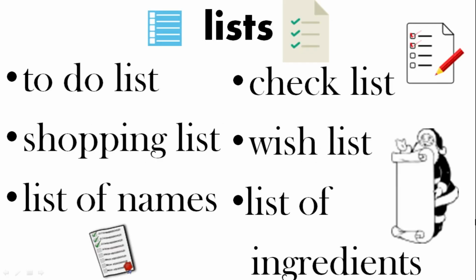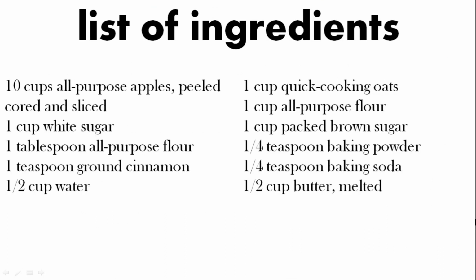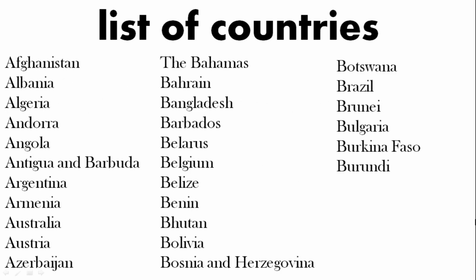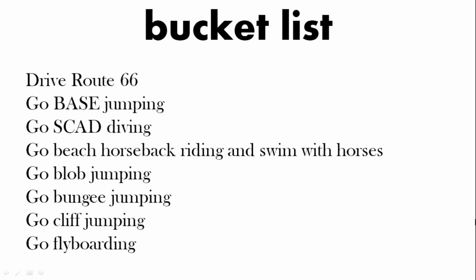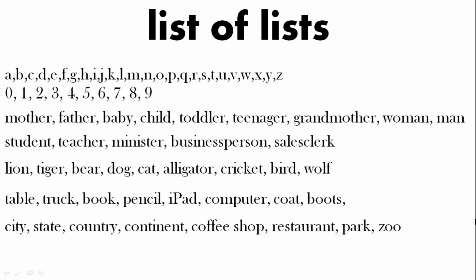We have to-do lists, shopping lists, list of names, checklist, a wish list, a list of ingredients. These are all lists that you're familiar with. Here's a list of countries. Here's a bucket list, meaning a list of things that you want to do before you die. Here is a list of lists.